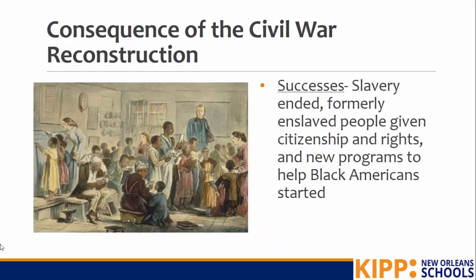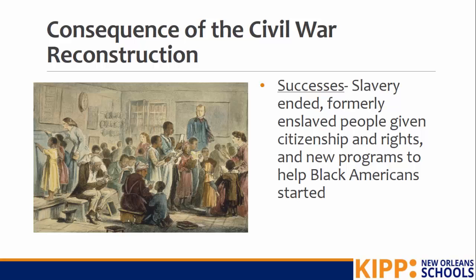There were some successes of Reconstruction. One is that slavery ended, and we know that it ended with the 13th Amendment. We also know that formerly enslaved people were given citizenship and rights. That was the 14th Amendment. They were also given the right to vote with the 15th Amendment.